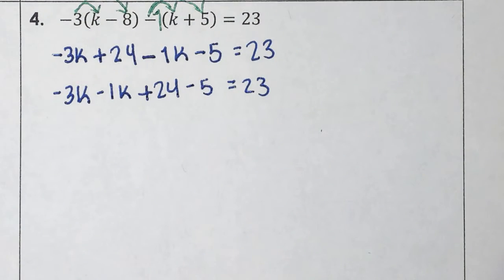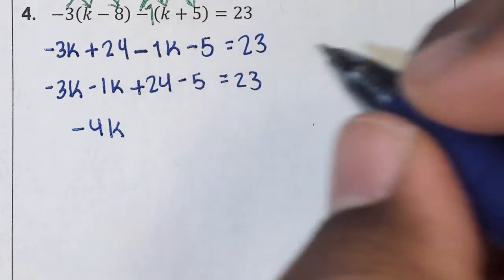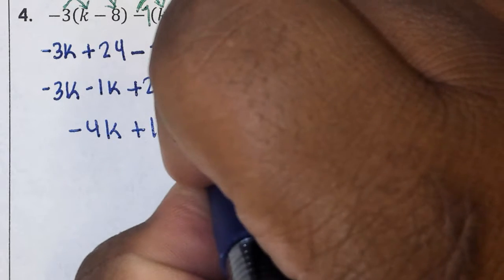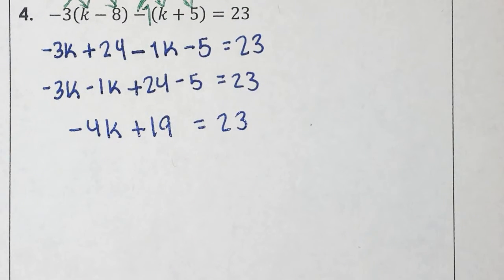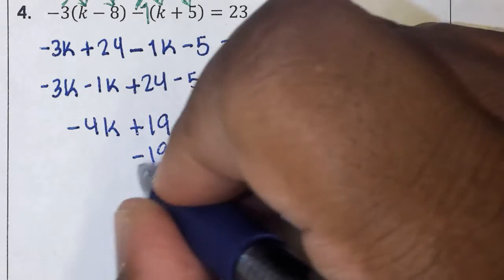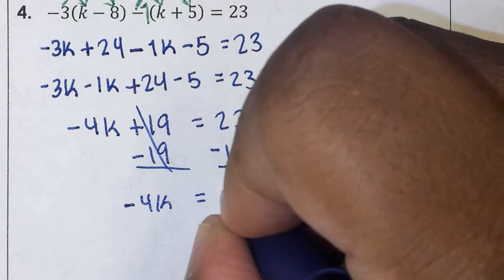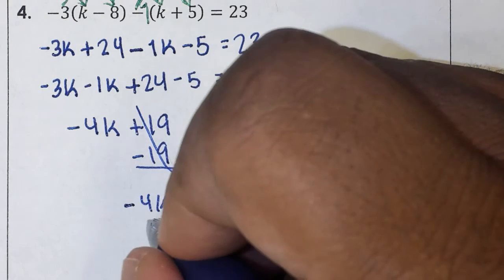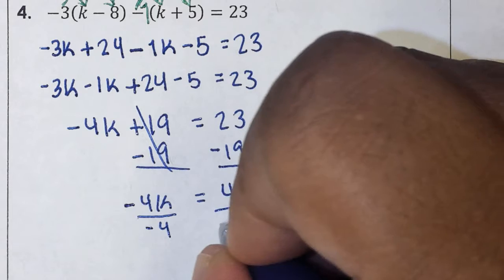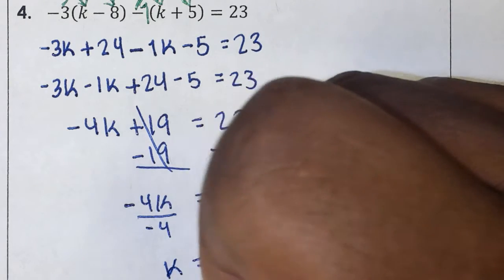So now for me, it's -3K minus 1K, -4K. Positive 24 minus 5, so I end up with positive 19 for me, equals 23. And then from there, like I said, if you can make it to this point, you two-step. Minus 19, minus 19, and -4K equals 4, divided by -4, K equals -1.